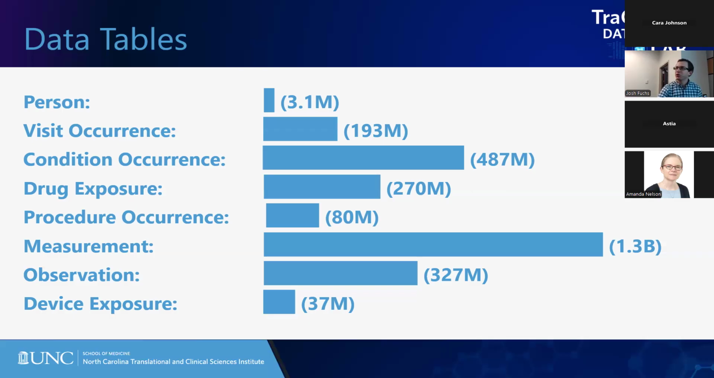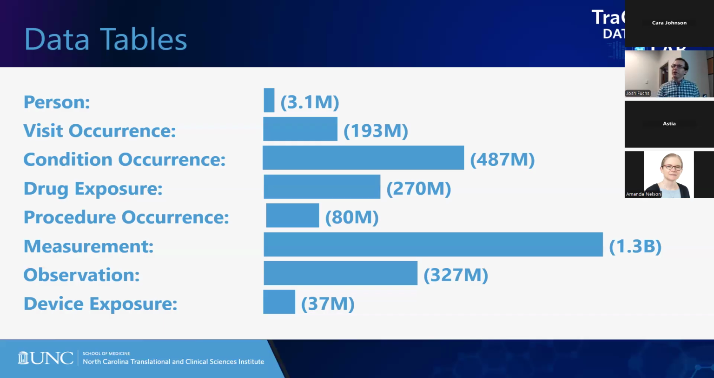The observation table, 327 million rows, is sort of a catch-all table in OMOP for things that don't neatly exist in other tables. They tend to be sort of patient-focused, such as some social determinants of health information, some health history. You can sometimes find marital status in here, those sorts of things. And then finally, the device exposure table is 37 million rows and currently only contains information on mechanical ventilation.